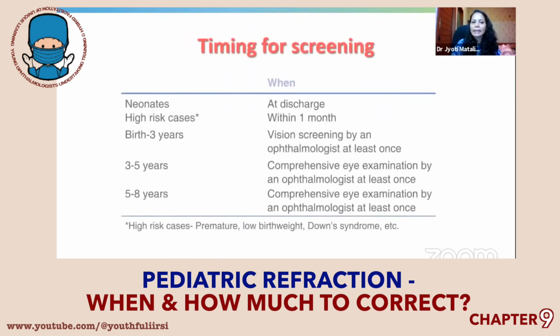So what is the time for screening? Neonates at discharge, high-risk cases within a month. But between birth and 3 years, one screening by an ophthalmologist is a must. 3 to 5 years, a comprehensive eye examination by an ophthalmologist at least once, and 5 to 8 years will be done. So ideally, every child should have got one checkup done under 3 years or definitely under 5 years. And this is why we have eventually published these guidelines.